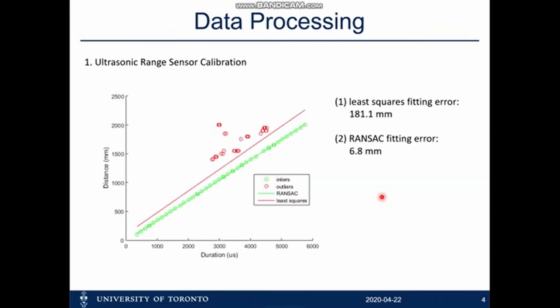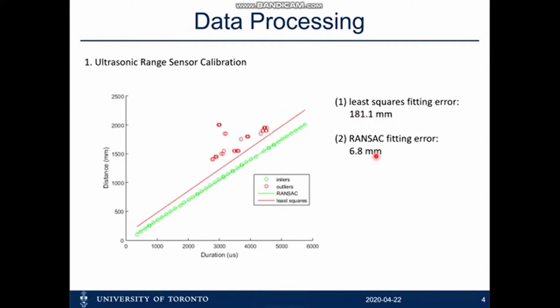About the calibration of the ultrasonic sensor, we calibrated the sensor at a maximum of 2000 millimeters. We found that when the distance between the object and the ultrasonic sensor increases, the raw signal becomes unstable, as shown by these red data points. So if we directly apply the least squares fitting algorithm to fit these noisy data points, the fitting error is quite high.